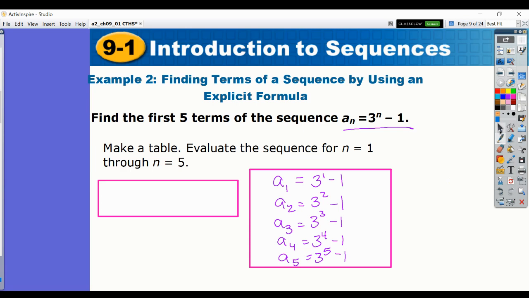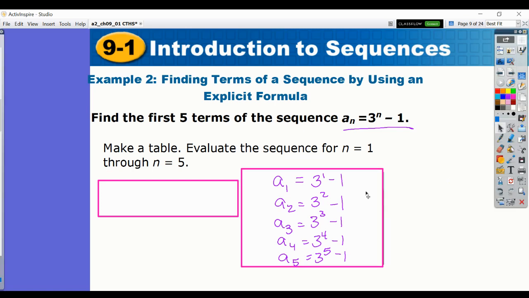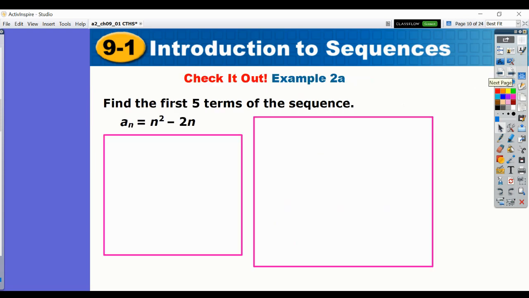Hopefully they're right here. Oh, that didn't work. Hold on. There we go. So they're not quite lined up, but that's the first term. So 3 minus 1 is 2, 9 minus 1 is 8, 27 minus 1, and so forth. So there's your answers.